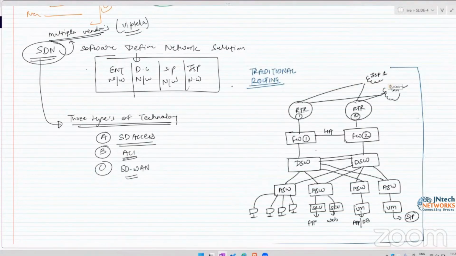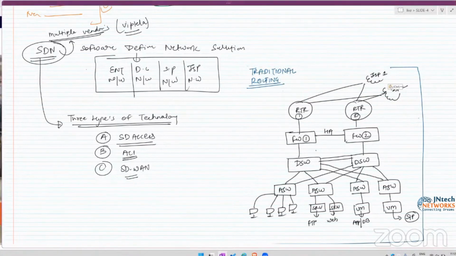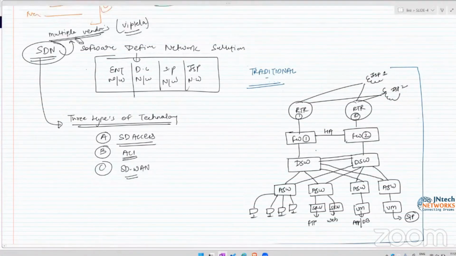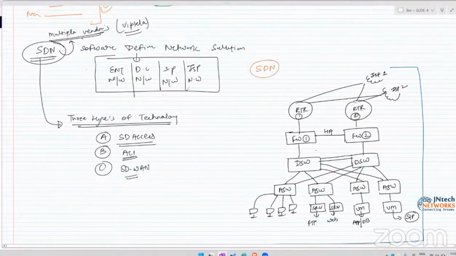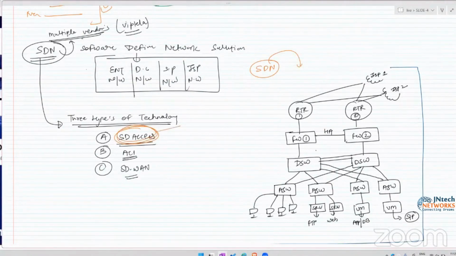Very good. So I just need to remove traditional routing, because right now we are not discussing traditional routing. Now we discuss software defined network. In this design, we just need to implement the SDN concept. So how to implement? First solution is SD-Access. SD-Access only works in a LAN environment, a local area network. In a local area network, we can configure distribution switches, we can manage access switches, and we can manage some end devices and servers.